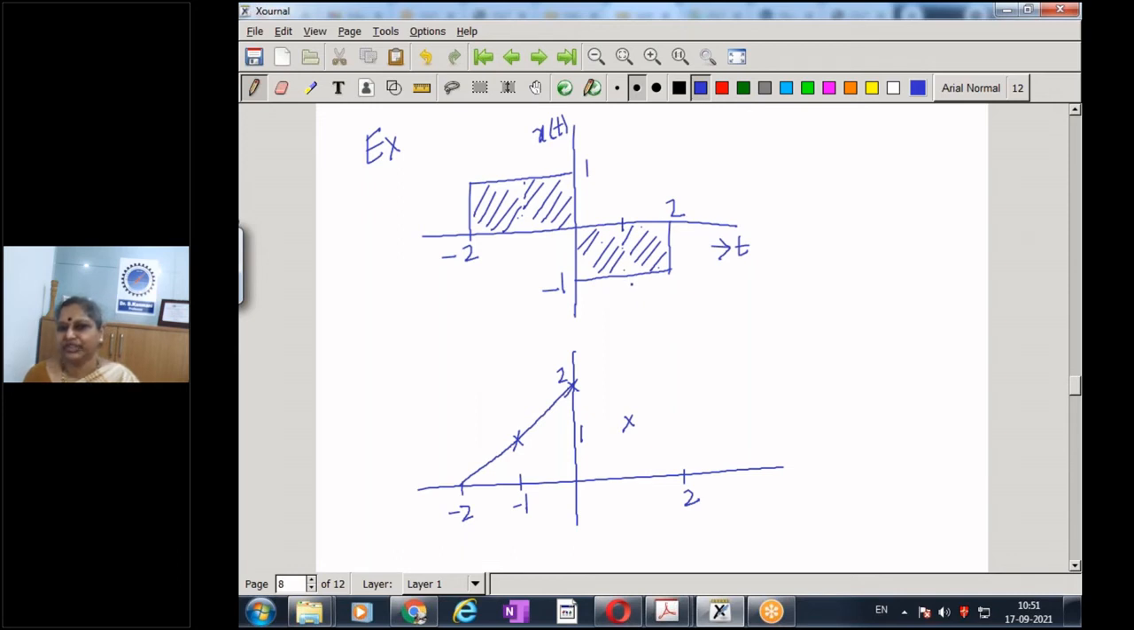And so how much is the total area? I see a positive area of 2, negative area of 2. So the total area at 2 is again 0. So this is what I get.